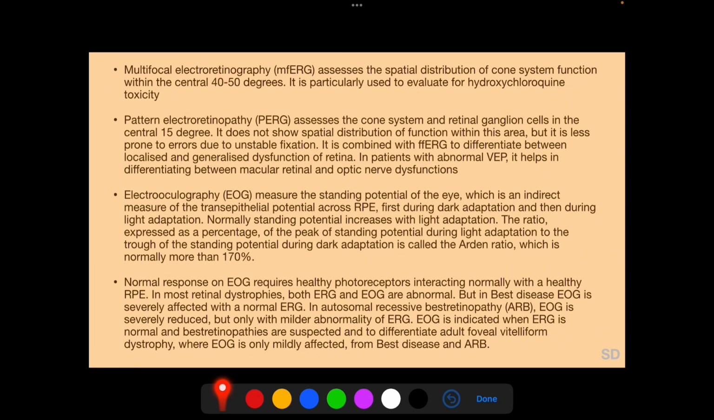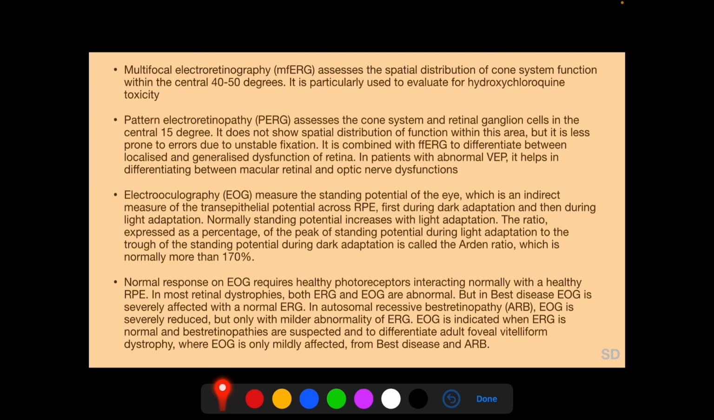Multifocal Electroretinography, or mfERG, assesses the spatial distribution of cone system function within the central 40 to 50 degrees of the retina. It is particularly used to evaluate for hydroxychloroquine toxicity.